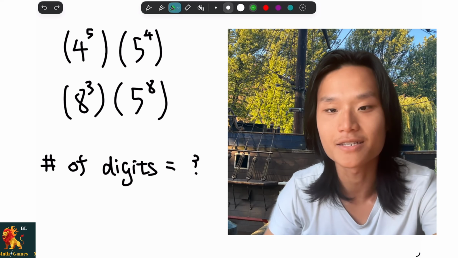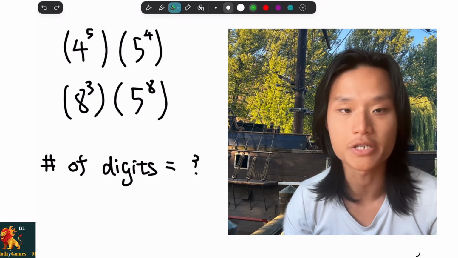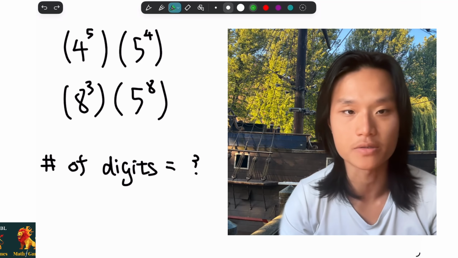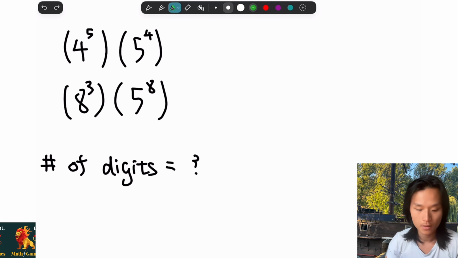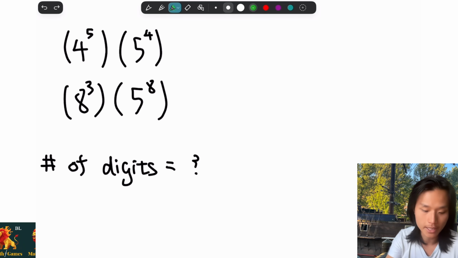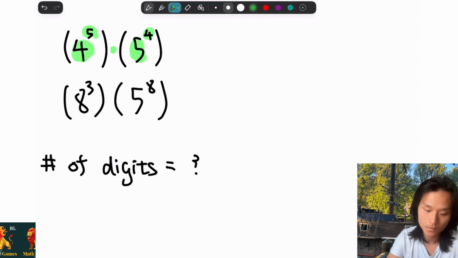Hi friends, it's Barry, and today I want to show you how to find the number of digits of these two expressions when we multiply them. So let's take a look at the first one. We have the number 4 raised to the power of 5 multiplied by the number 5 raised to the power of 4. So let's try and do this.